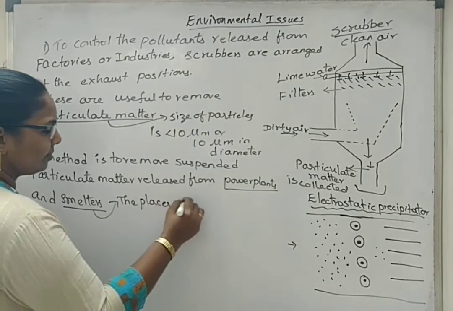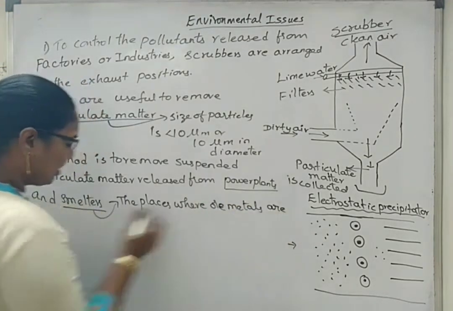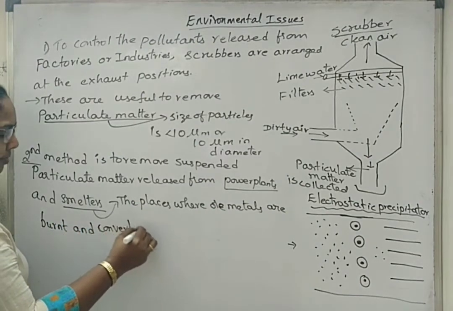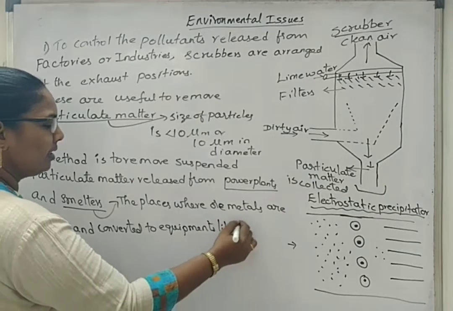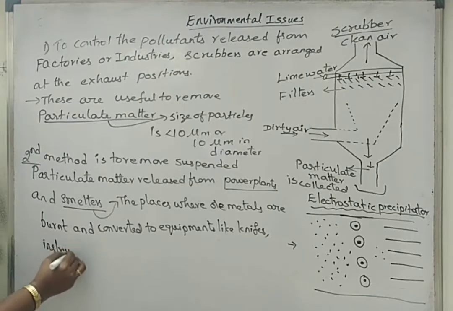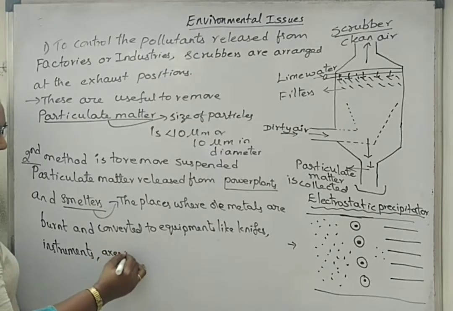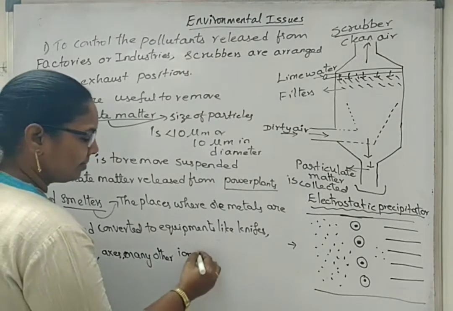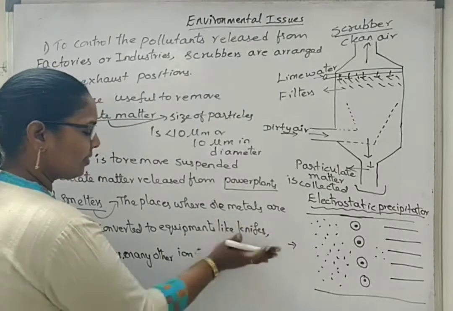The places where ore metals are burnt and converted to equipment like knives, instruments, axes, and many other iron substances, equipment, iron parts we'll say.